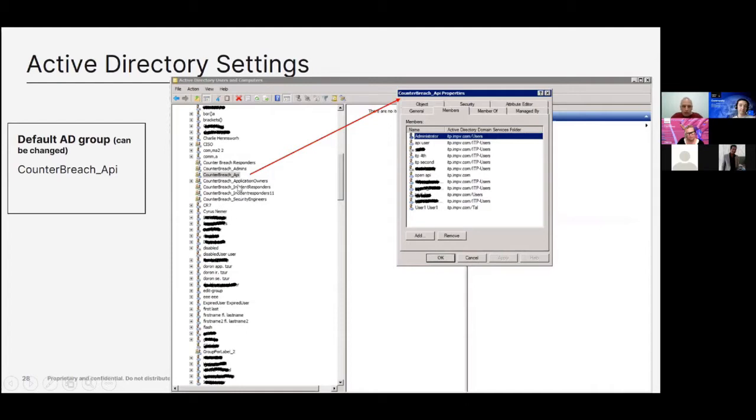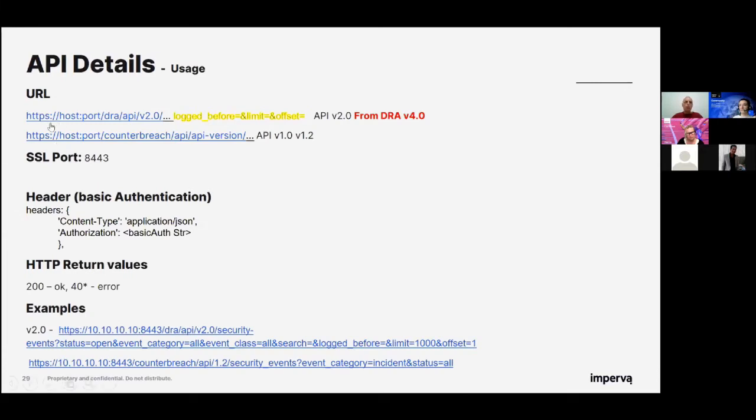If you look a little bit closer, you will see that there are other kinds of DRA groups. Counterbreach, by the way, is the previous name of DRA, of application owners and incident responders and admins. This is used for our other roles within the GUI, but this is what's interesting for us right now: counterbreach API. If you want the user to be able to connect, you will use that. Then you will use the username.password, encode it in base 64, send it via HTTPS to your DRA system, and you can work with it. So this is the basics of the API details.